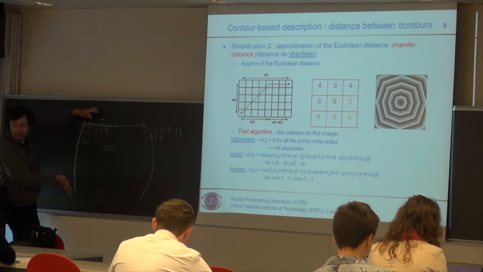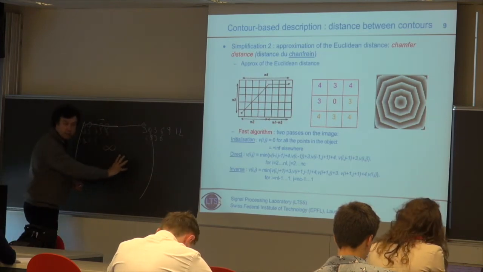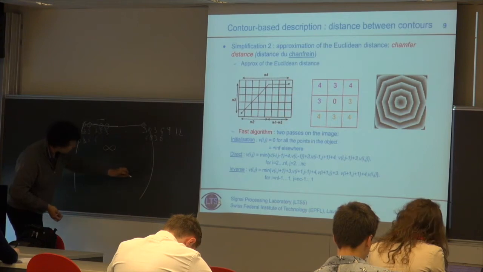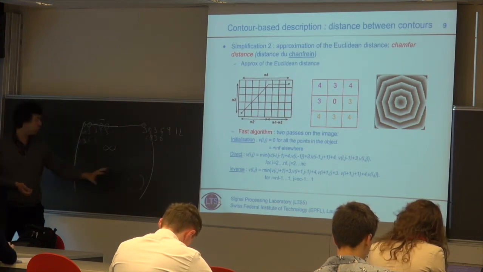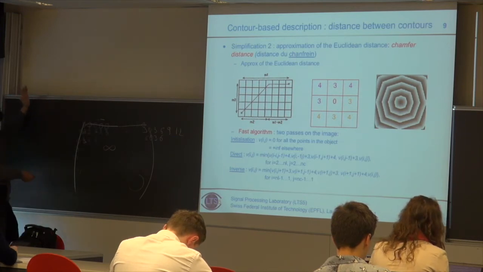So we'll basically fill the space like that with growing numbers. And obviously here, somewhere here, we'll have big numbers, which will be basically the distance to the closest point of that part of the picture.